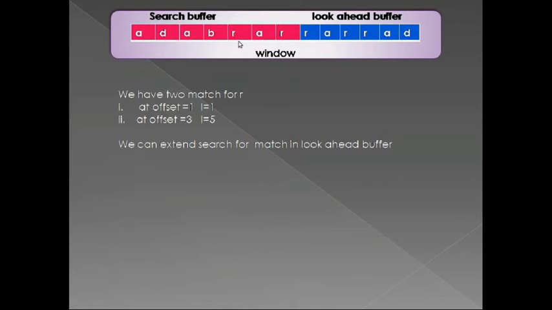Now one may ask me the question: the offset is 3 in the search buffer. If in the search buffer we match this R with this R, this is the first match, this A with this is the second match, this R with this R is the third match. So the maximum length of match should be 3, but in the answer part, look here, I wrote length of match equal to 5. So how do I get this 5? Read this sentence: we can extend the search for the match into the lookahead buffer.